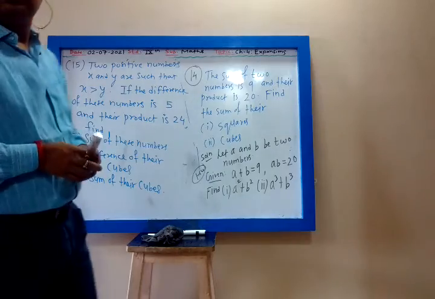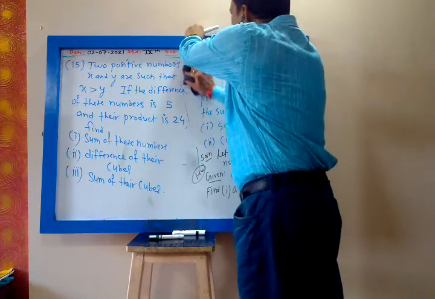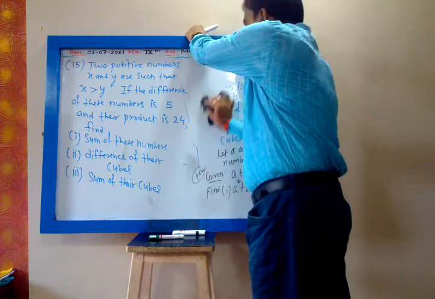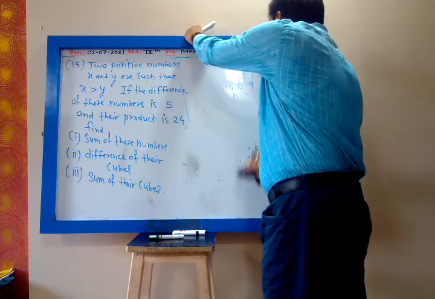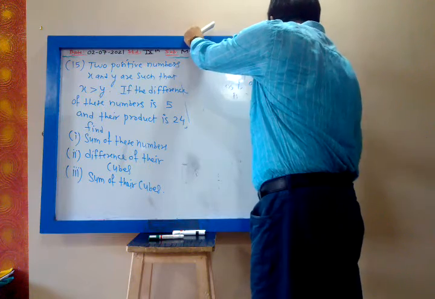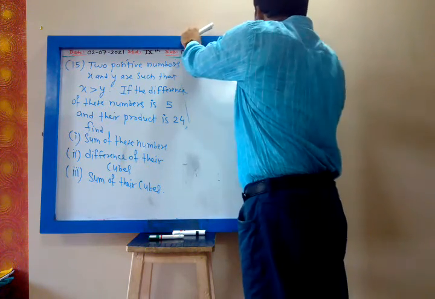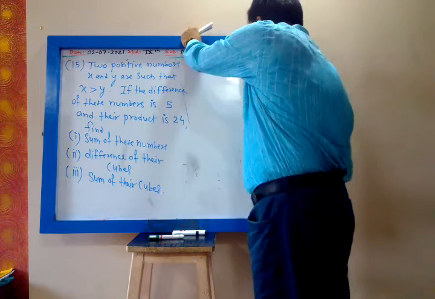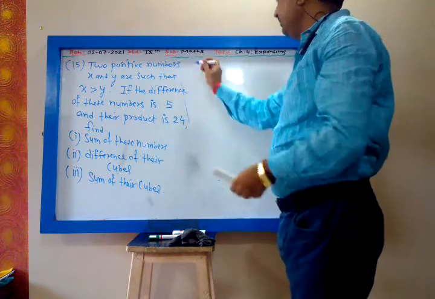Only I will explain. There are two positive numbers x and y. Which number is greater? x is greater than y. So while calculating the difference, I will take x minus y, because x is greater. Okay, so let us write the given.